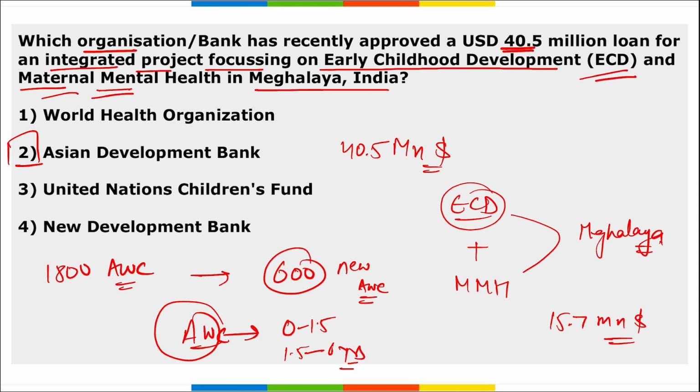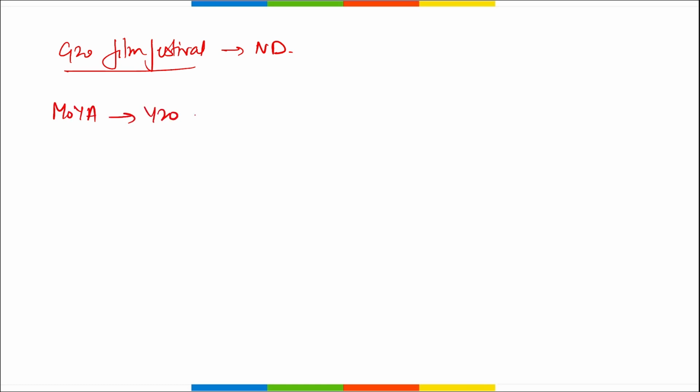Next, G20 Film Festival. Where did it begin? It began in New Delhi. Then recently, remember, Ministry of Youth Affairs organized Y20, that is Youth 20 Summit. Where? In Varanasi.